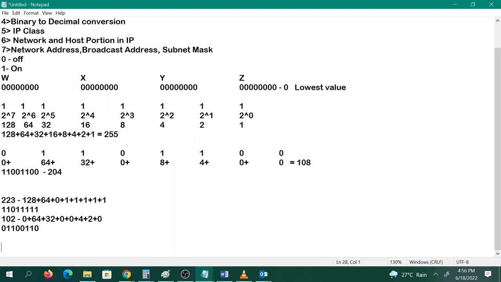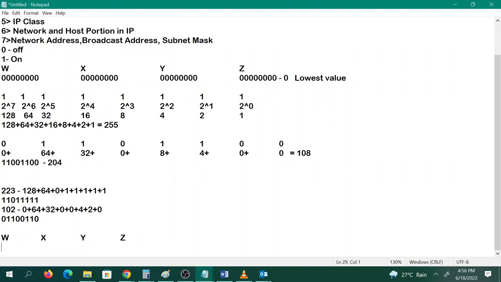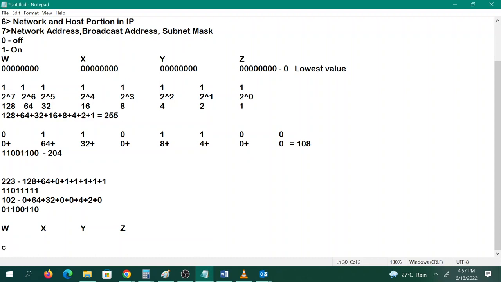We are dividing the IP into 4 octets, as I explained. The first octet we call W, the second is X, the third is Y, and the fourth is Z. Based on the value in the W octet, we are dividing IPs into classes.